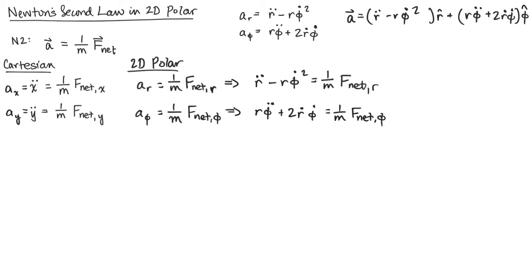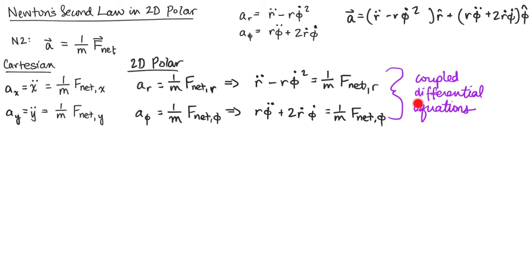And we can see something important immediately. In contrast to Cartesian coordinates, in which the x acceleration only involved derivatives of x, not derivatives of y, look at the so-called radial equation. I mean, it is the radial equation in 2D polar. It involves phi dot terms. And look at the phi equation, the tangential equation. It involves r dot. So we have coupled differential equations.